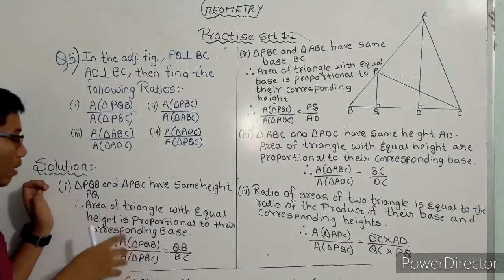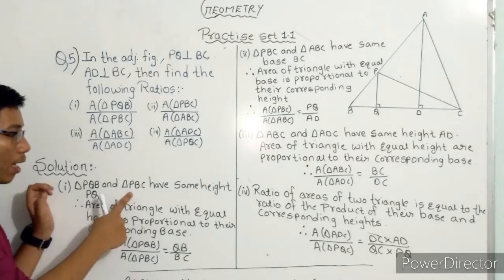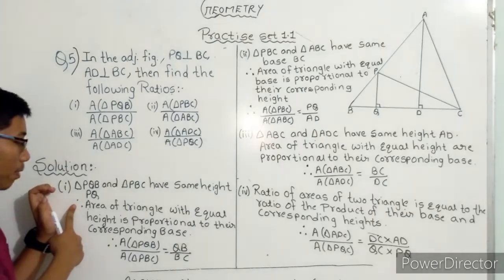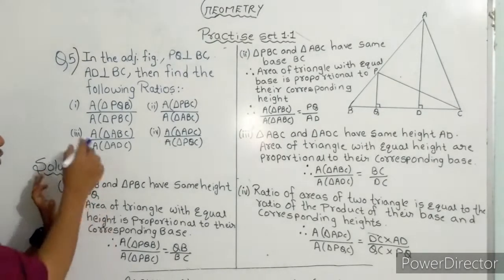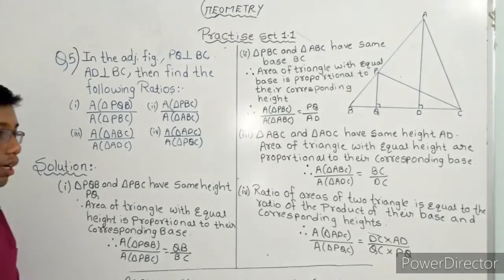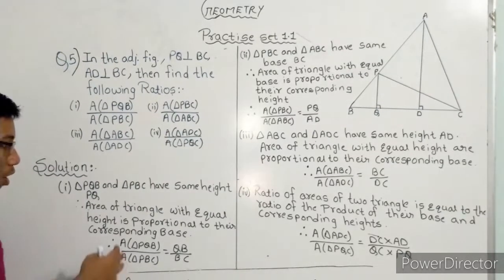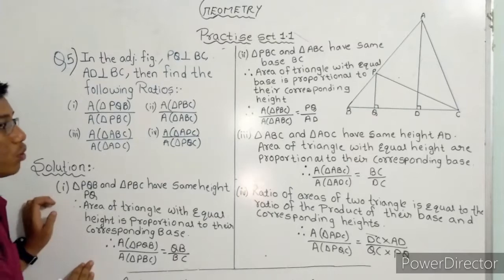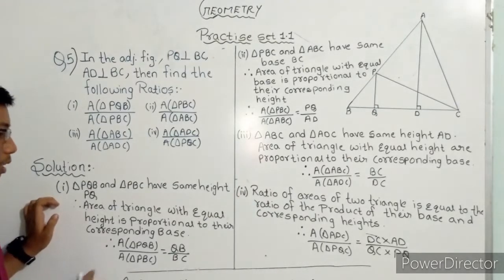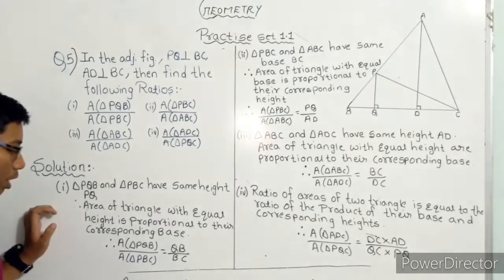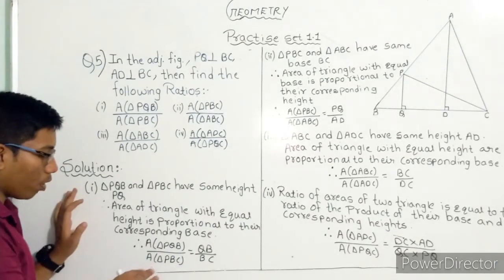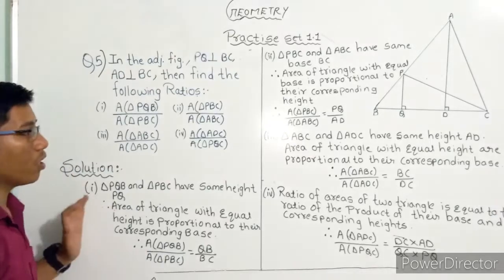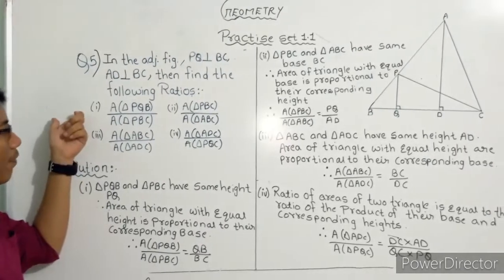So we write that triangle PQB and triangle PBC have the same height PQ. We have seen it in the diagram. Next, we have to find the ratio of these areas. We have seen condition 1, that is, area of triangles with equal height is proportional to the corresponding base. So the ratio will depend on the base. So we conclude that area of triangle PQB upon area of triangle PBC is equal to QB by BC. This is the first part, we have found it.